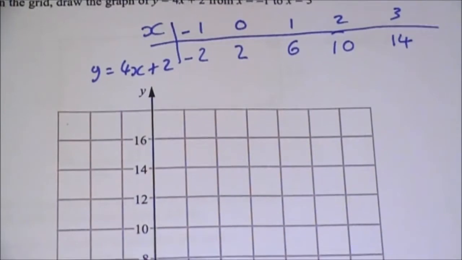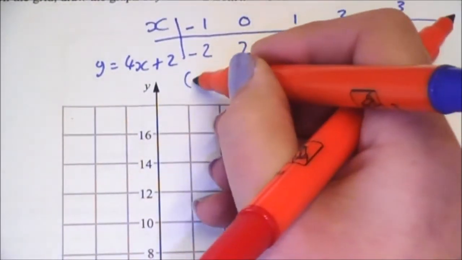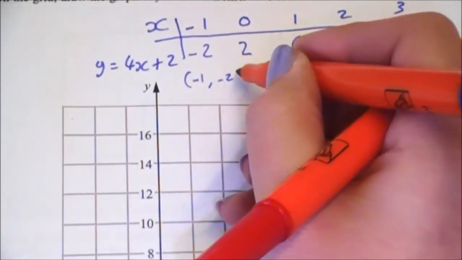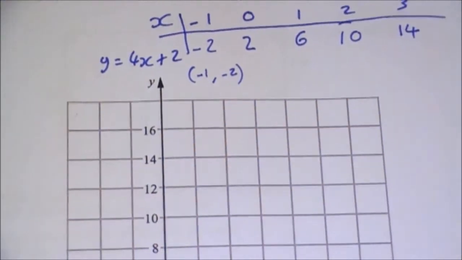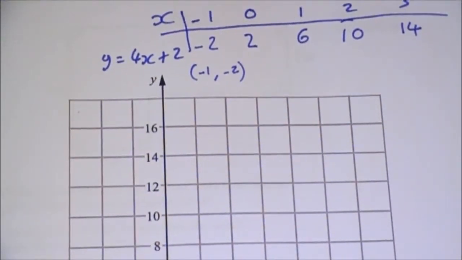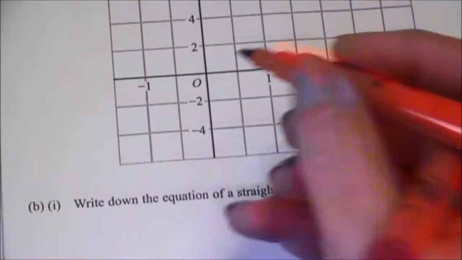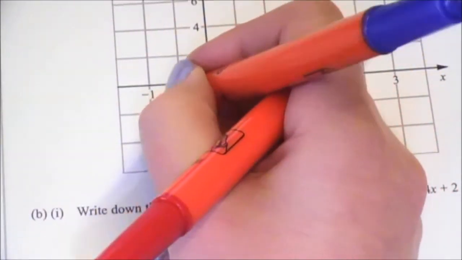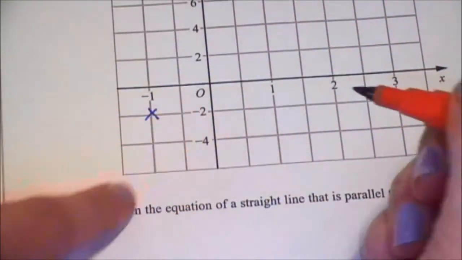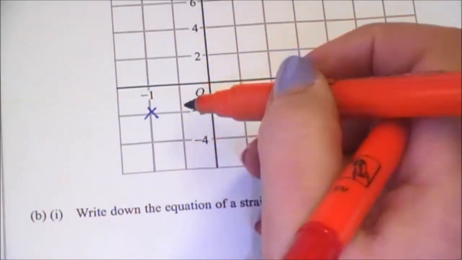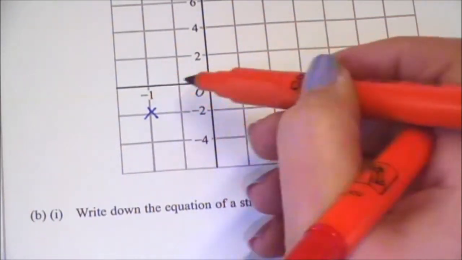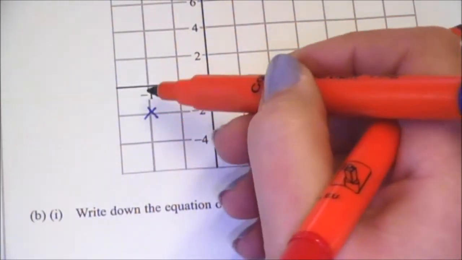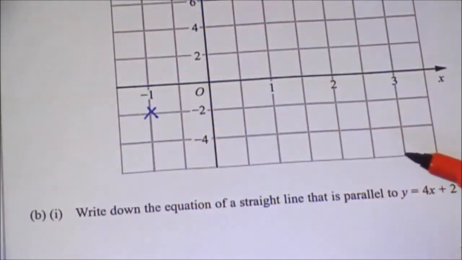Now I can go ahead and plot these values as the x value and then the y value as coordinates. So my first point is negative 1 across and down to negative 2. Be careful of the scale here. Even though we said down 2, it's actually gone down 2 spaces. So always look at the axis to check what the scale is.